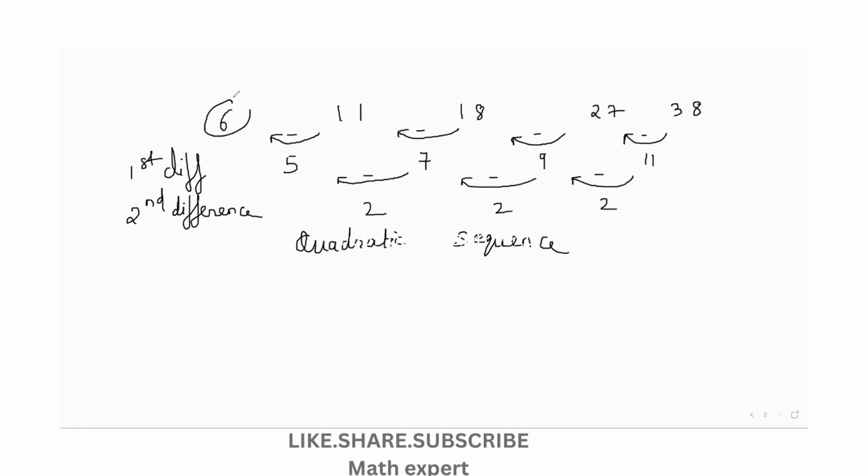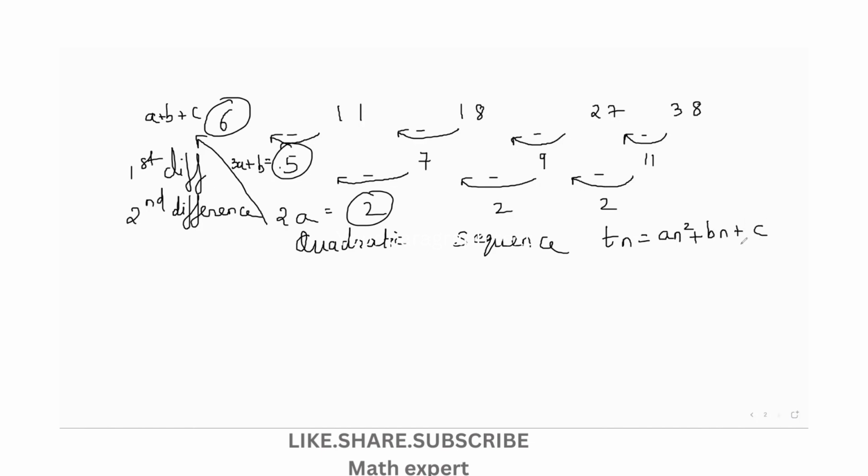You just have to circle the first term. Then you have to move from down to up. Whenever your second difference is constant, you take 2a equal to that constant. Then the one above it will be 3a plus b, and you have to equate it. And above that will be a plus b plus c. So you have to find the values of a, b and c and then substitute in Tn equals an square plus bn plus c.